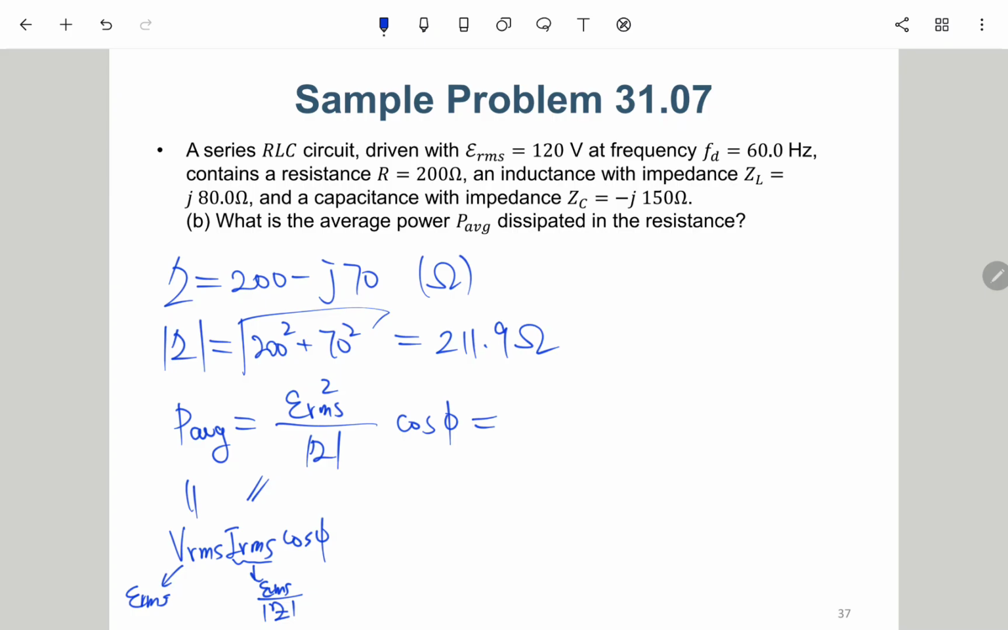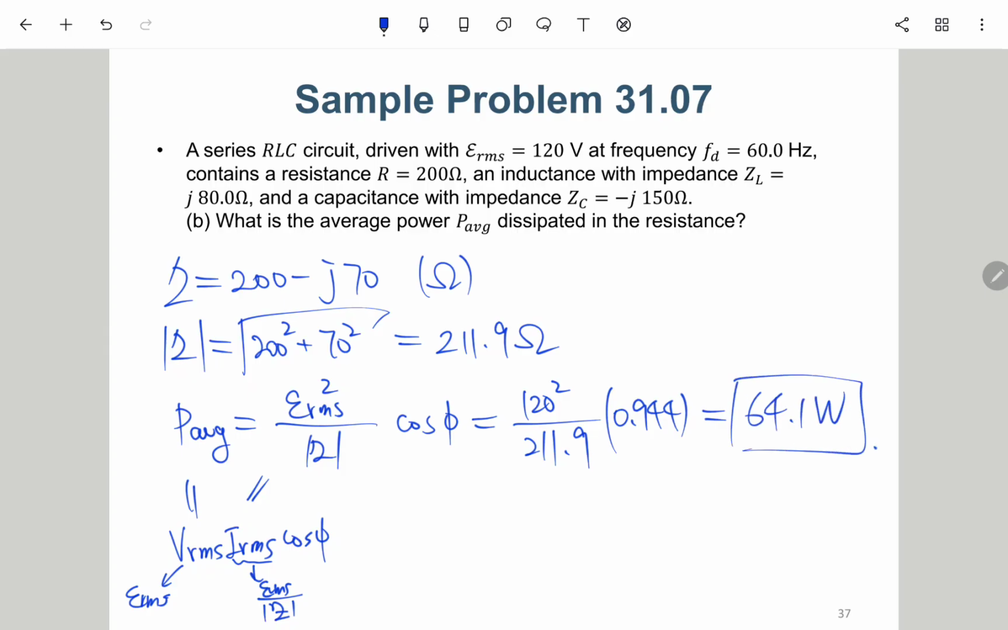So this will be 120 squared over 211.9, and then times cosine of phi, which is 0.944, just as what we calculated on the previous page. So finally, this is 64.1 watts. So you just need to make use of the equation.